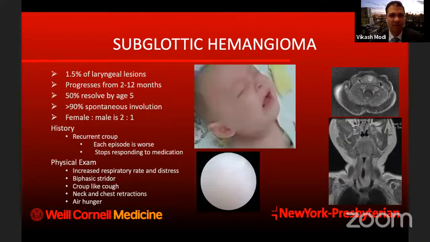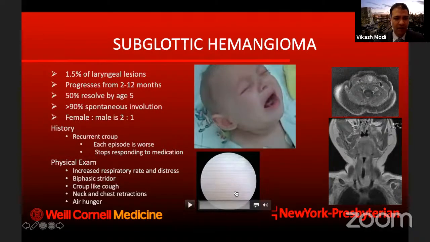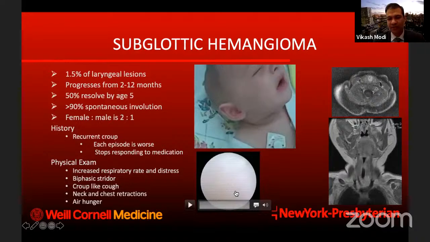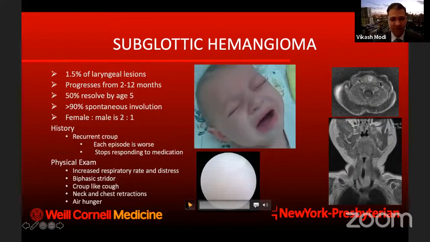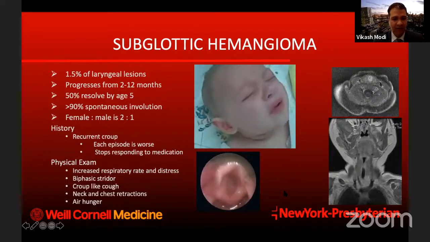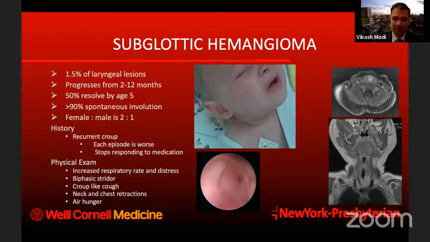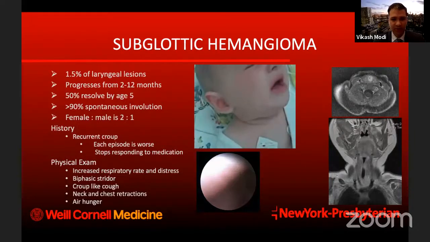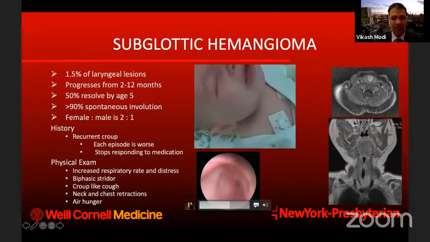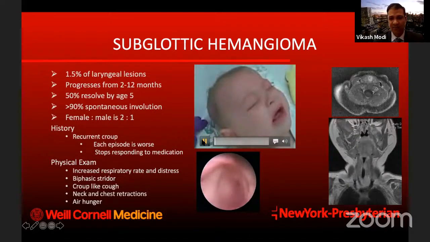I'm going to touch on subglottic hemangioma just a little bit, just because I think it's important to recognize it's no longer a surgical disease, but they'll have air hunger during feeds. Each episode of croup gets worse and worse and worse. And that's when you know that this is not just your typical croup. It stops responding to steroids, and each episode of croup gets worse. That's when you know the child warrants a direct laryngoscopy and bronchoscopy.